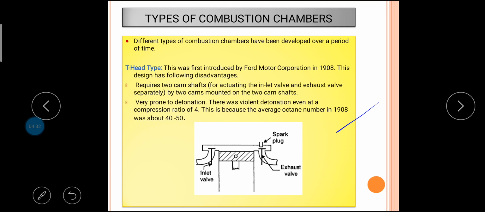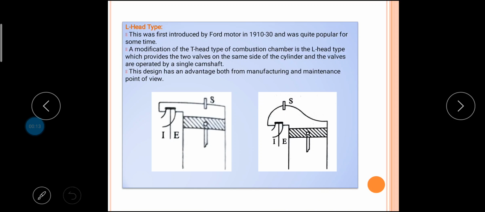The T-head combustion chambers were used in the early stage of the engine development. Since the distance across the combustion chamber is very long, knocking tendency is high in this type of engines. This configuration provides two valves on either side of the cylinder, requiring two camshafts from the manufacturing point of view. Providing two camshafts is a disadvantage.